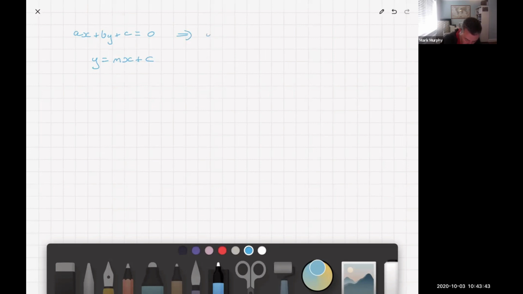So that becomes y. So I'll write it out slowly. By, all I'm doing is keeping the y's on the left hand side and everything else on the right hand side. So that becomes by equals minus ax minus c. So that's the same thing, right? So rewriting that again, let's say y is equal to minus a over b, x minus c over b.